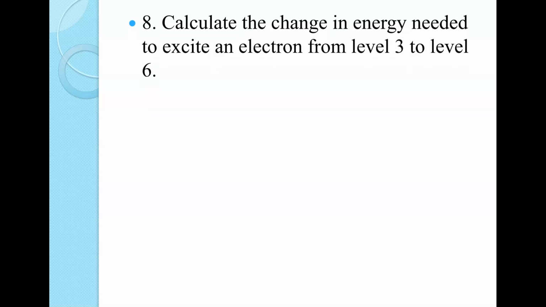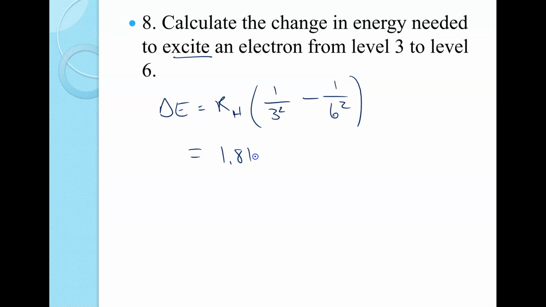Okay, so now to calculate the change in energy needed to excite an electron. So we would expect this number to be positive. Delta E equals RH. It's not the same thing as the R from gas laws. Over 1 over 3 squared, times 1 over 3 squared, minus 1 over 6 squared. Do that math, and it ends up being 1.815 E to the negative 19 joules, and it is positive because this is endothermic, because the electron is being excited.